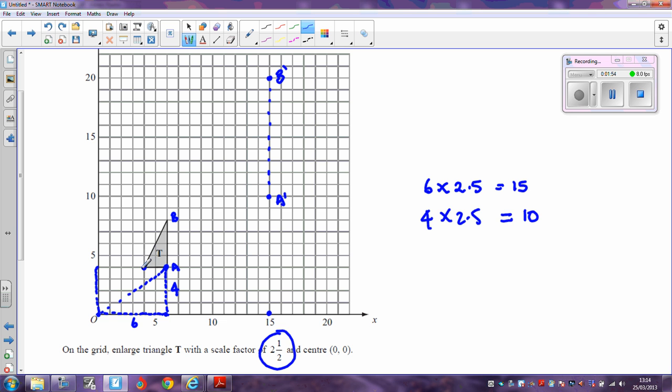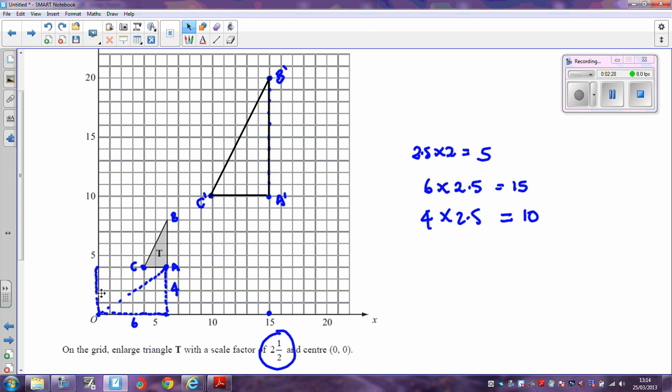Let's have a look at this corner here. This corner was 2 units to the left of A. It's now going to be 2.5 times 2 units to the left, and 2.5 times 2 is 5. So instead of this being 2 units, it's now 5 units. So 1, 2, 3, 4, 5. The new corner C is actually there. If I now get my ruler out, I'm going to join up those corners. So C to A, and then B to A, and then like that.